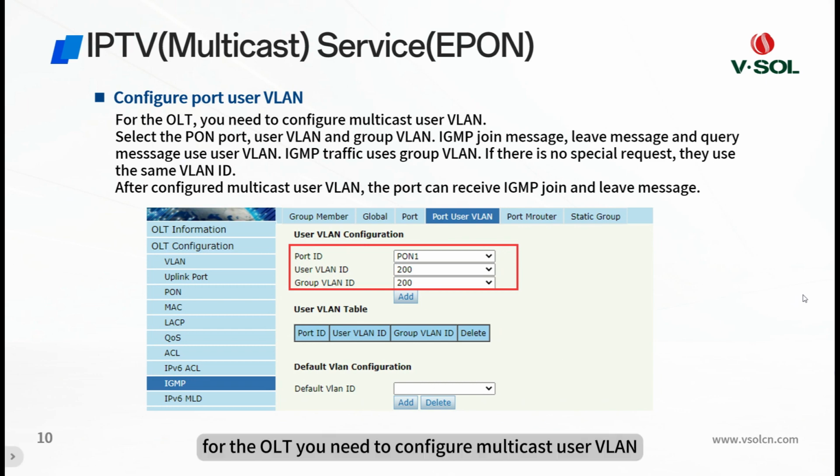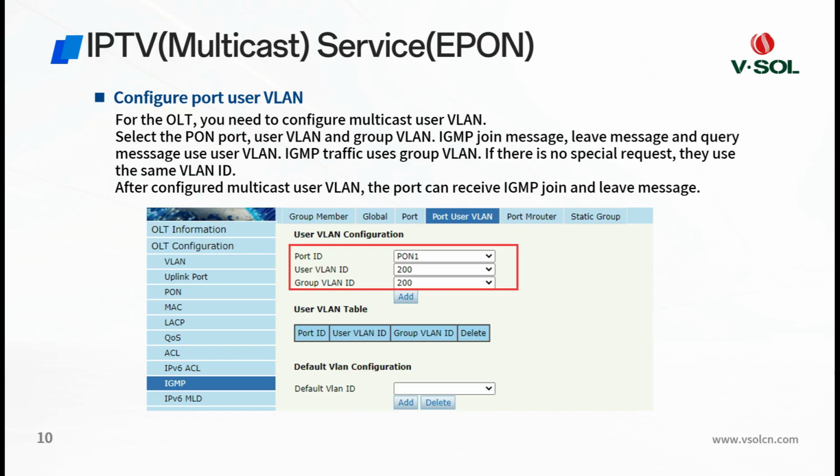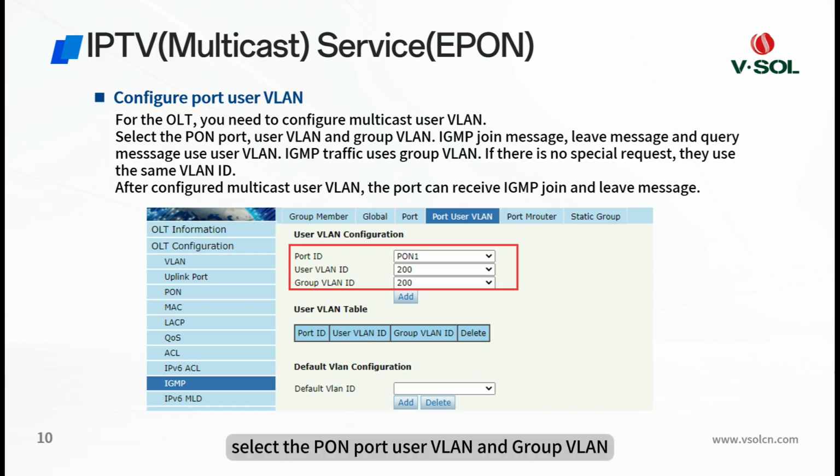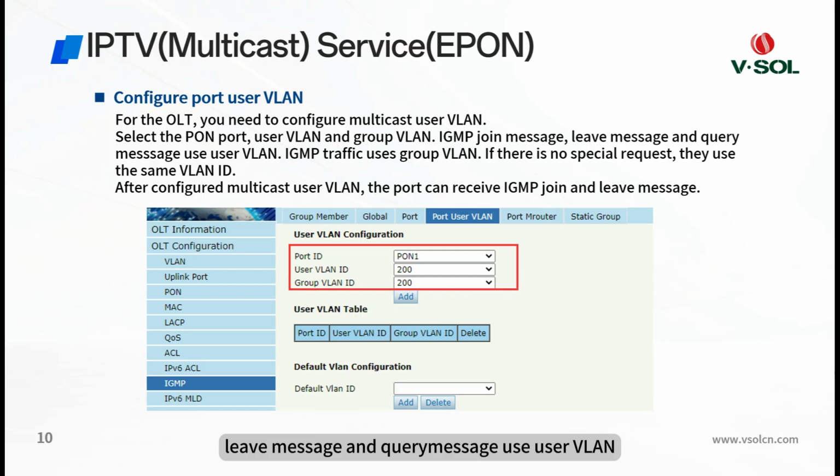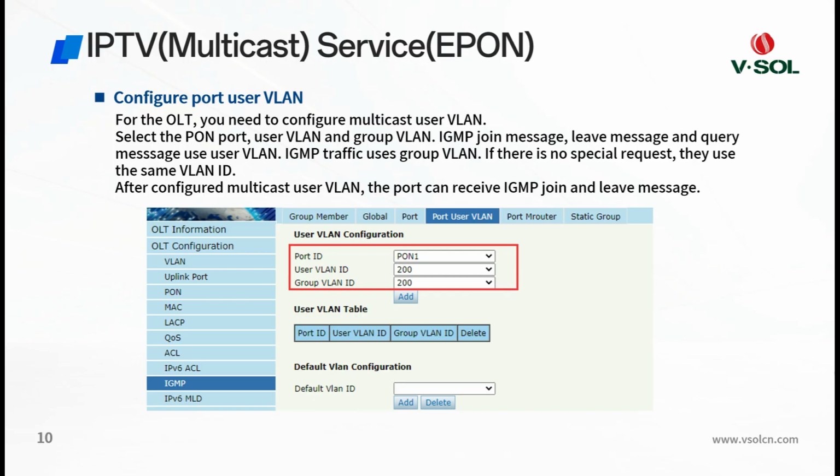For the OLT, you need to configure multicast user VLAN. Select the PON port, user VLAN, and group VLAN. IGMP join message, leave message, and query message use user VLAN. IGMP traffic uses group VLAN. If there is no special request, they use the same VLAN ID.